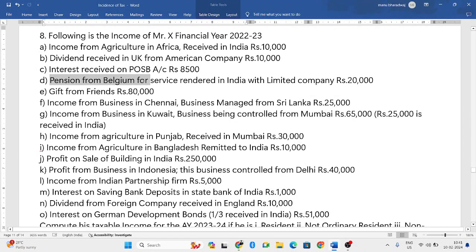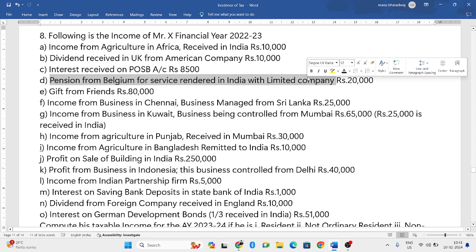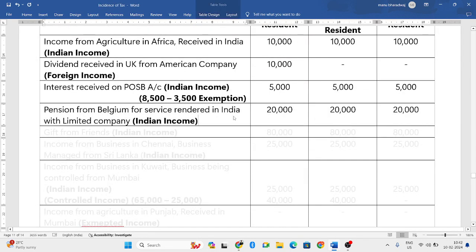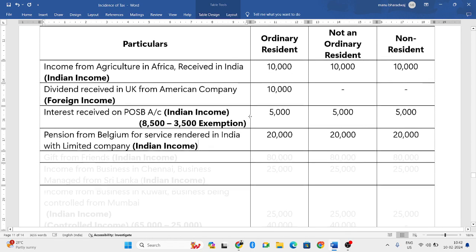Pension from Belgium for service rendered in India with a limited company. So services are rendered in India. So income has arisen in India, but the pension you have got from Belgium. So the receiving aspect is outside India. If either one aspect is in India, you will consider it as Indian income, and all the three people will be taxed as it is an Indian income. Next.